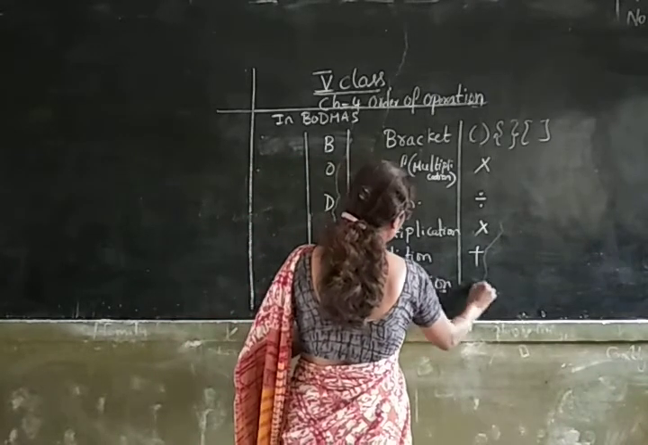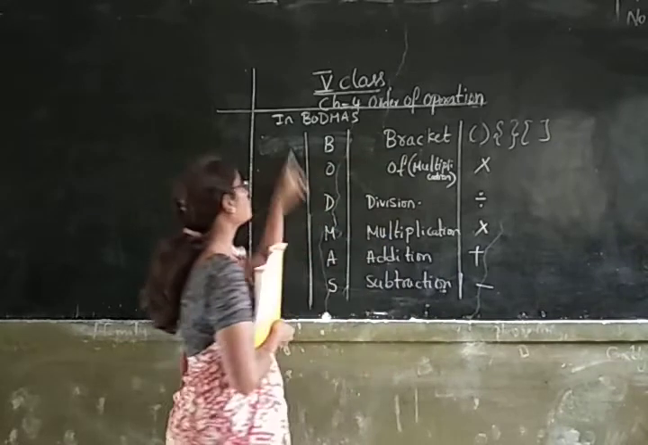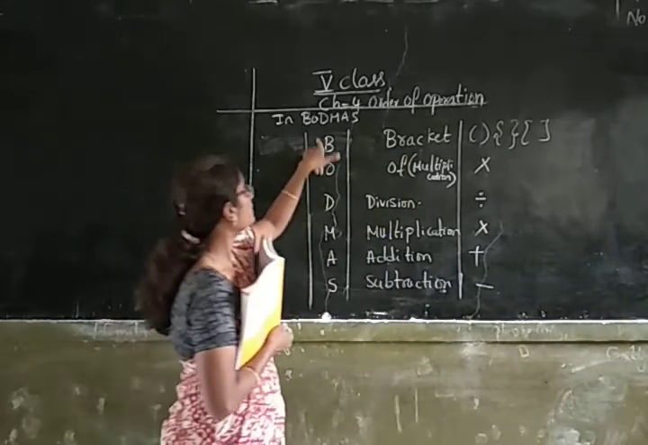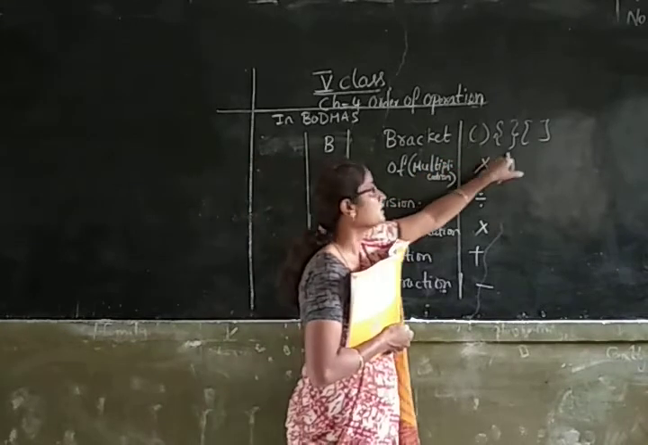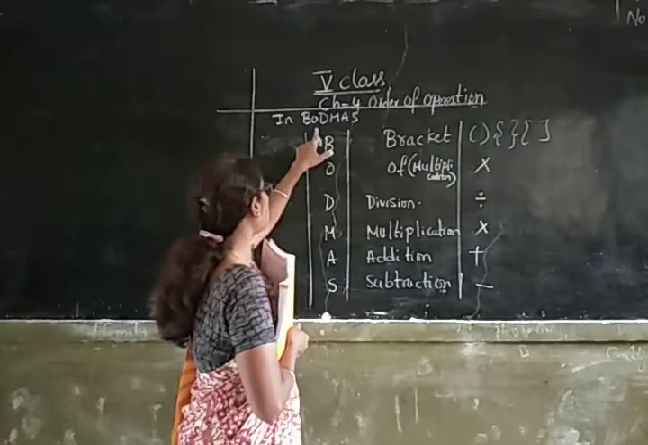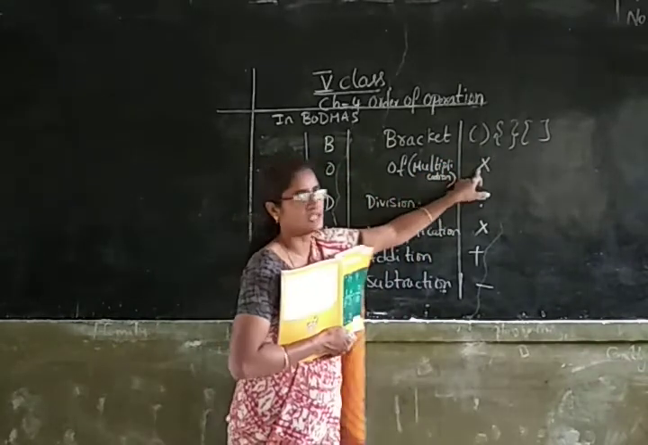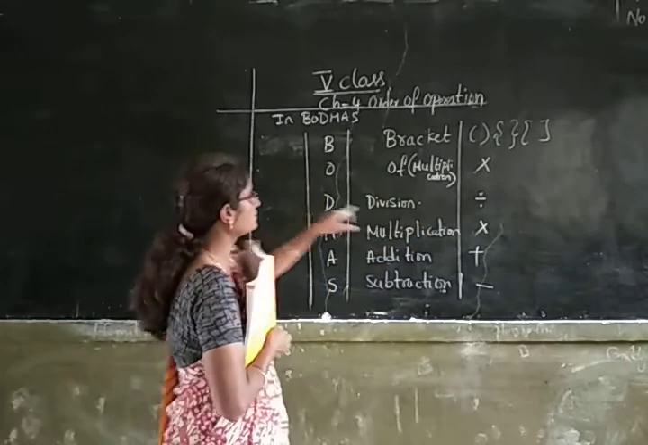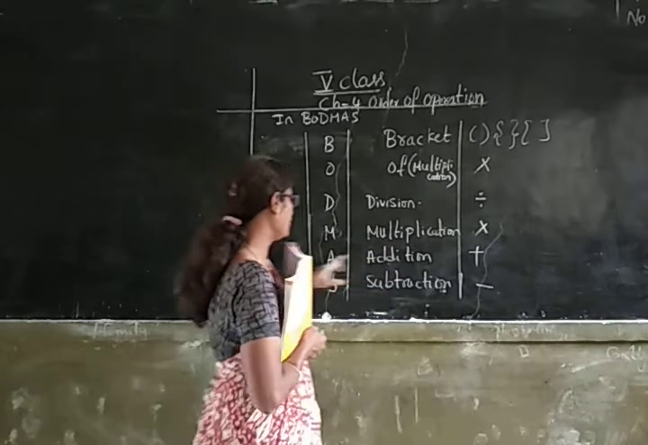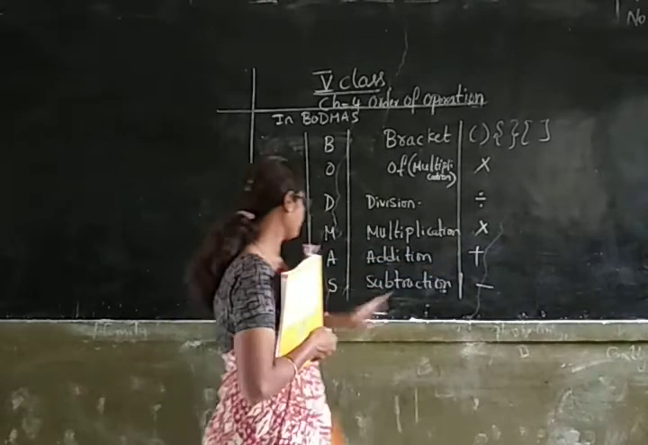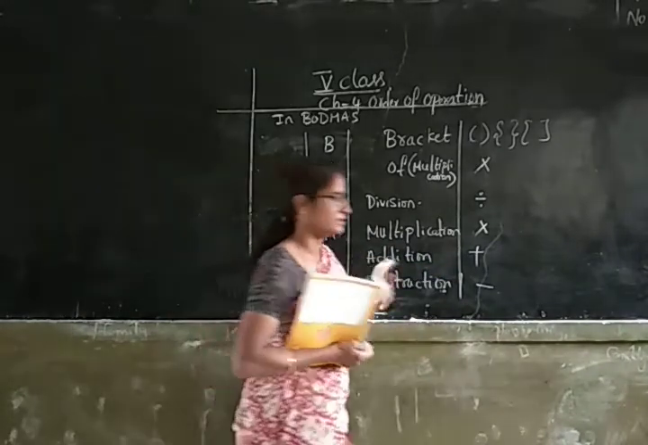In the BODMAS rule, B means brackets. There are three kinds of brackets: circular, curly and square. And O means of, which means multiplication. D means division. M means multiplication. A means addition. S means subtraction. Okay, children?